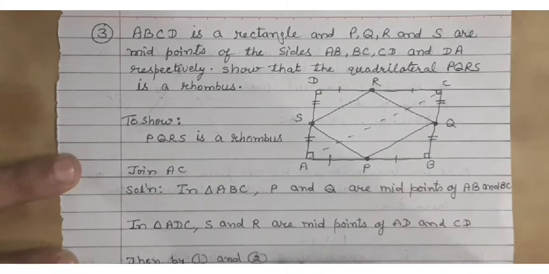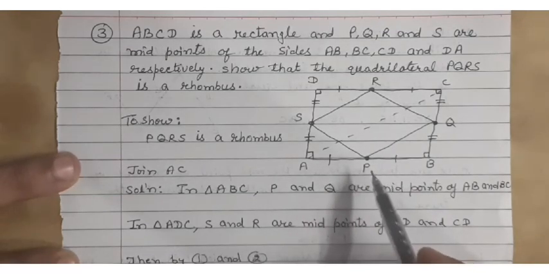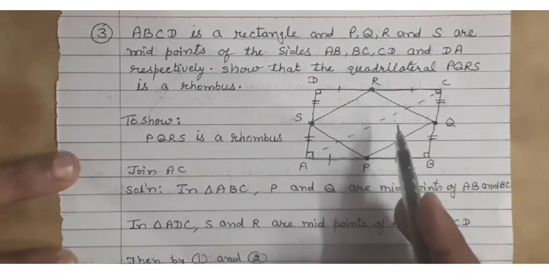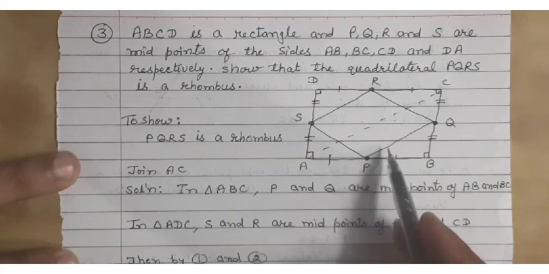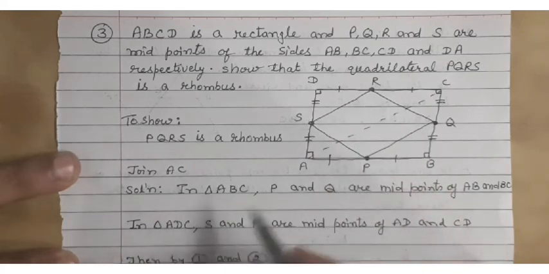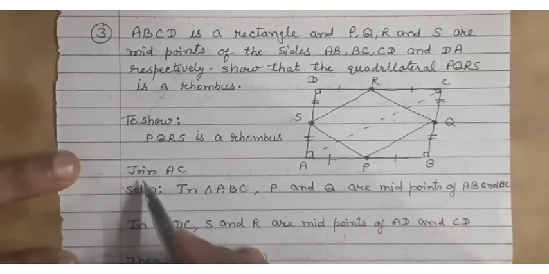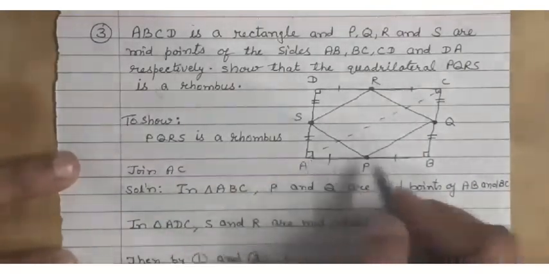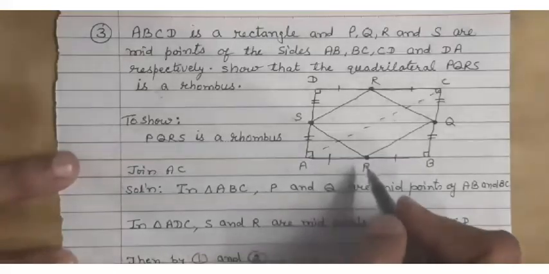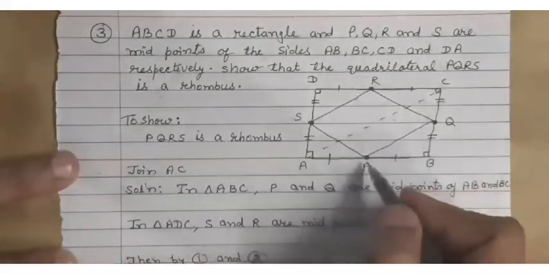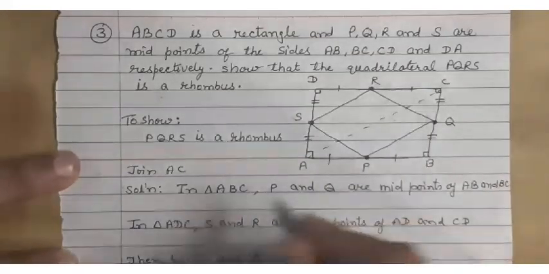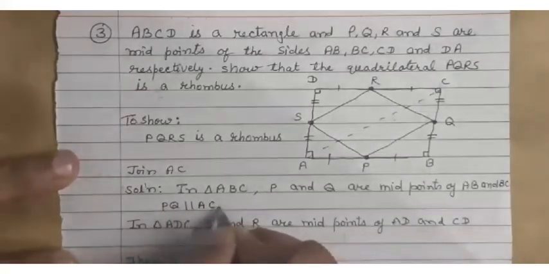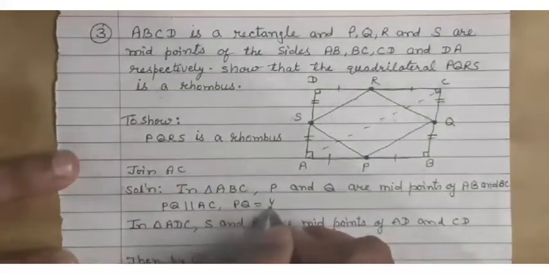PQRS is a rhombus. First of all, what will we do? We will show PQRS is a parallelogram. Then after that we will show that the parallelogram becomes a rhombus, by showing adjacent sides equal. So what I am doing, I am joining A and C. Now see, in triangle ABC, just look at P and Q. These two are the midpoints of sides AB and BC respectively. So what can we write? PQ is parallel to AC and PQ is equal to half of AC.